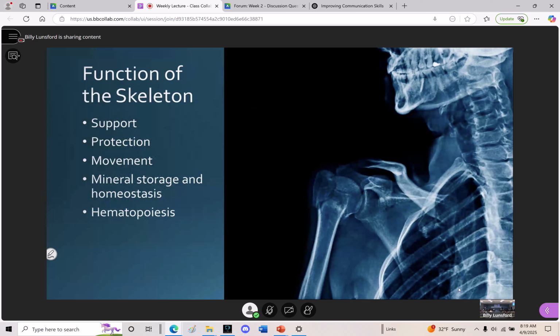What's the function of your skeleton? What does your skeleton do for you? Supports muscle. Holds your body up. It protects the vital organs. So we have all these ribs that are protecting our lungs, our heart, with a big breastplate in front of it, protecting our heart there. There's also the formation of blood cells, which is called hematopoiesis. What's the difference between hematopoiesis and erythropoiesis?